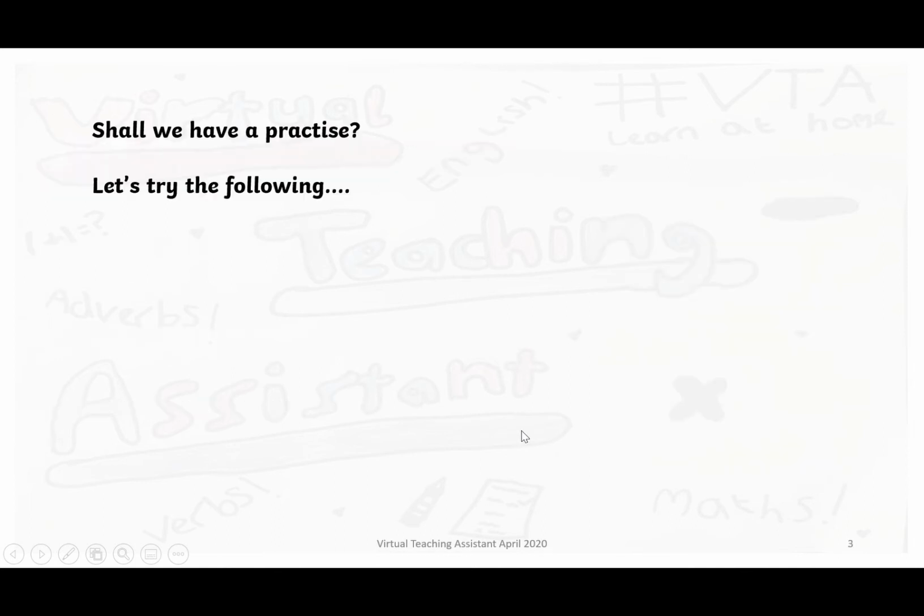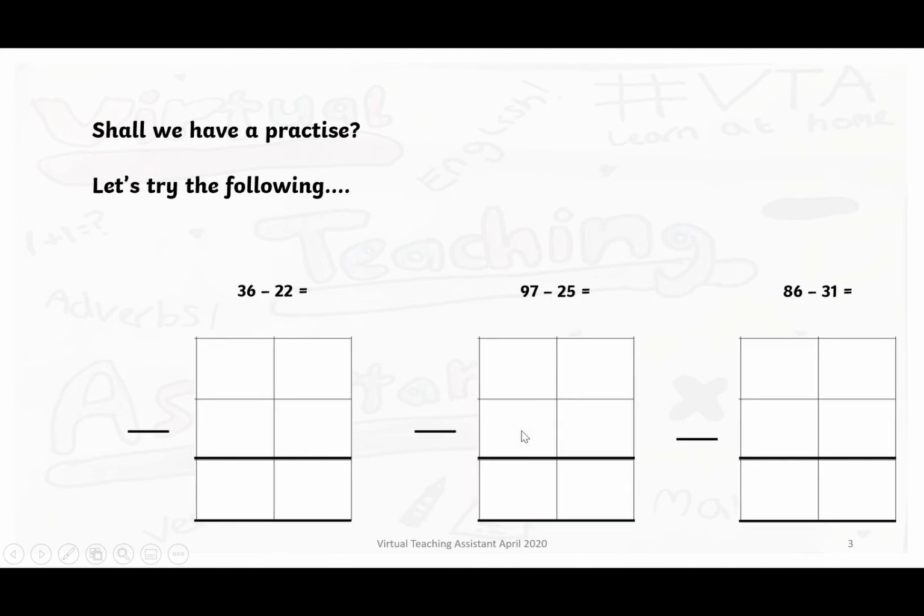Let's have a little bit of practice. 36 subtract 22: 2 from 6 is 4, 2 from 3 is 1. 97 subtract 25: 5 from 7 is 2, and 2 from 9 is 7. I am aware that this is 90 and 20 because they're in the tens column, but for the sake of adding them up, I'm just going to treat them as 9 subtract 2 is 7, because we still know, because this is the tens column, that this is a 70.